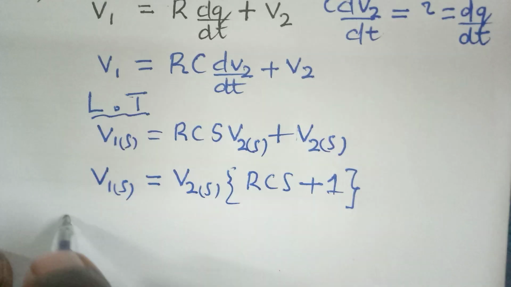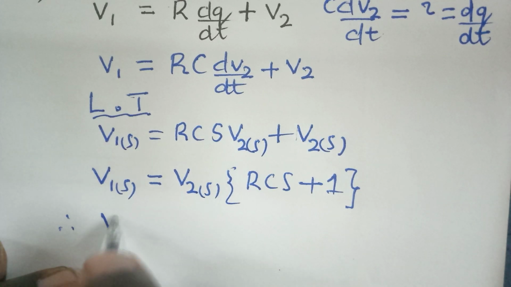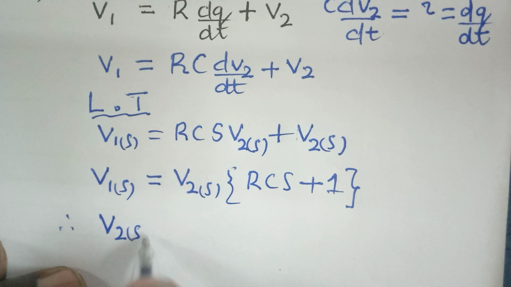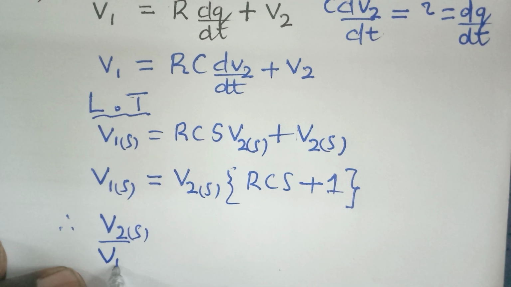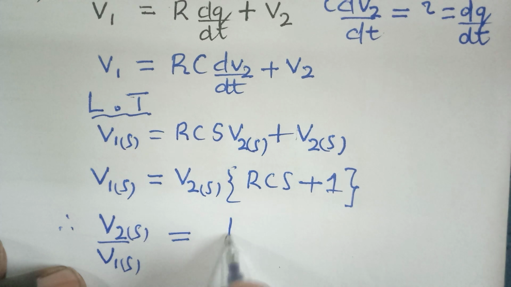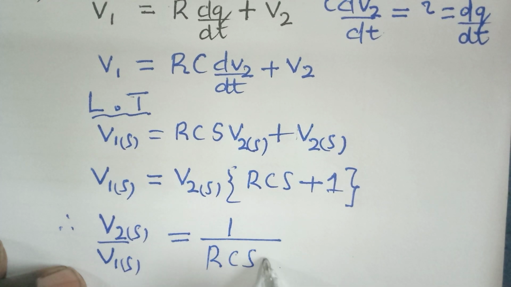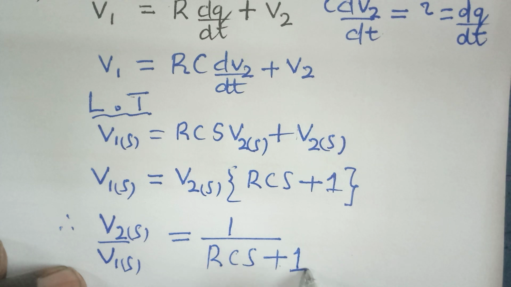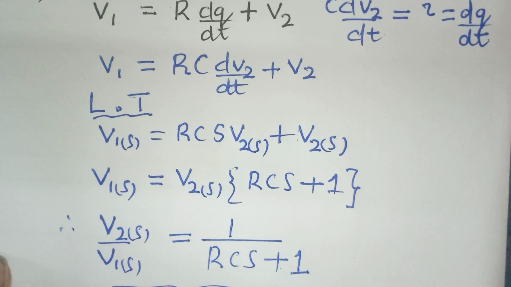And so therefore, our transfer function is going to be V2(s) over V1(s). This one is given as 1 over RCs plus 1. So guys, this is our transfer function.